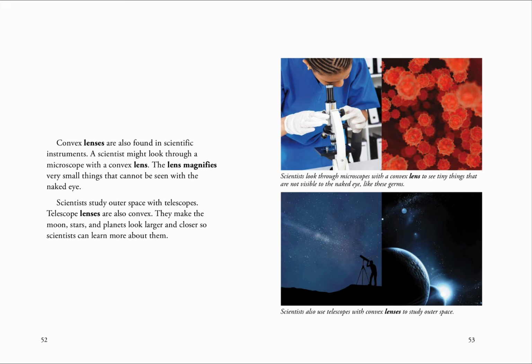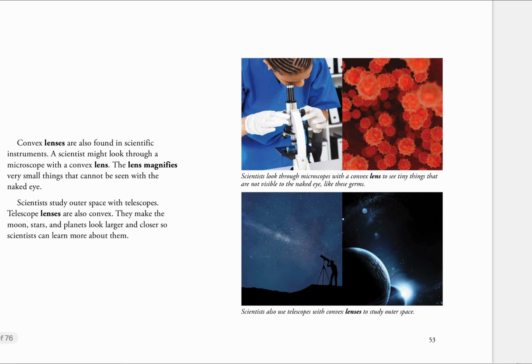So, our top picture, scientists look through microscopes with a convex lens to see tiny things that are not visible to the naked eye, like these germs. Our bottom picture, scientists also use telescopes with convex lenses to study outer space.